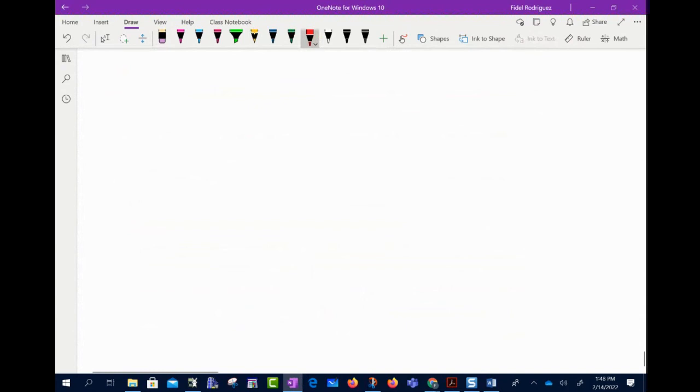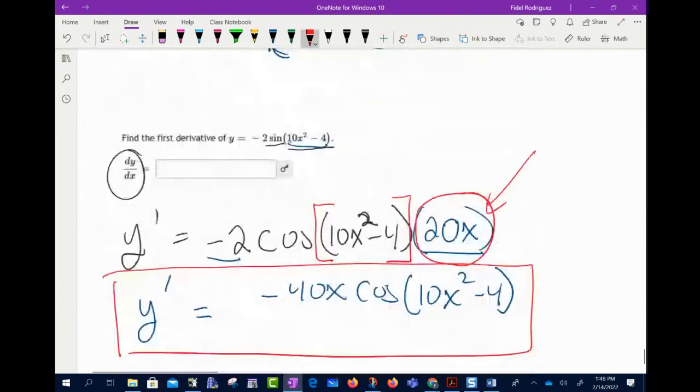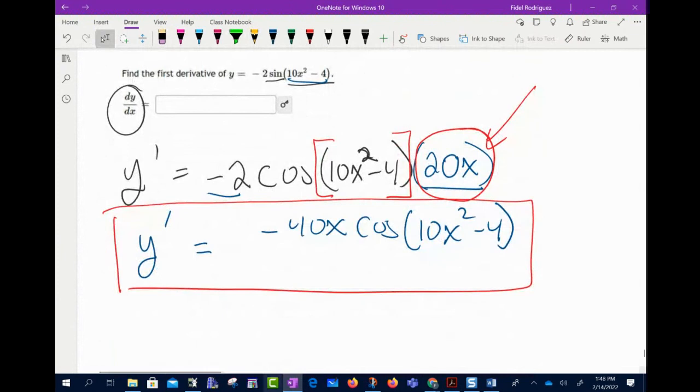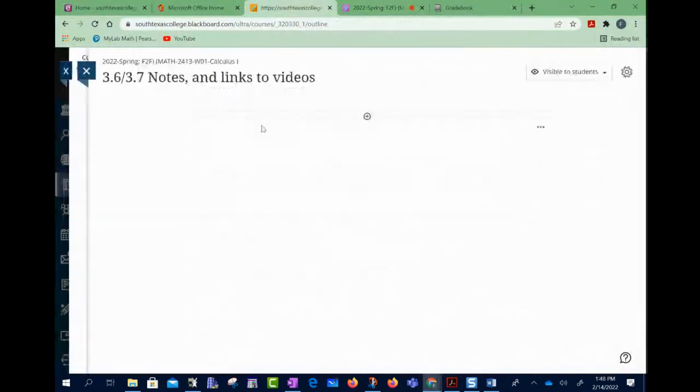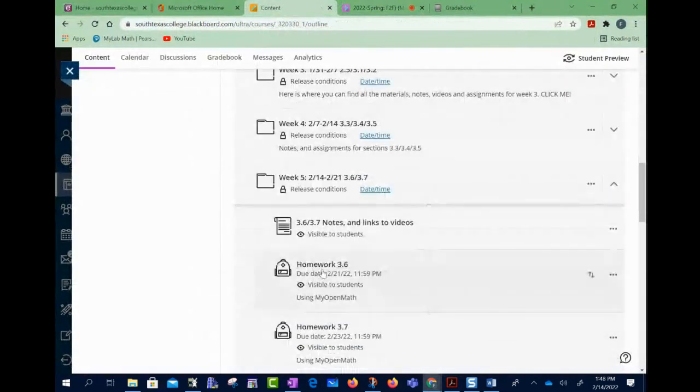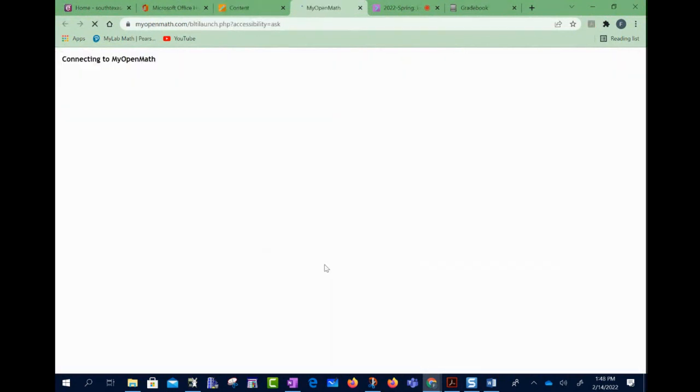Okay, that looks like it's it. That was the last problem. So y'all, just to give you a heads up, let me do this real quick. When you click here on your homework for 3.6, you basically got a week to get it done, right?